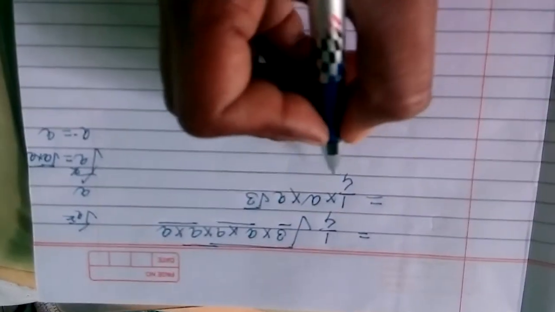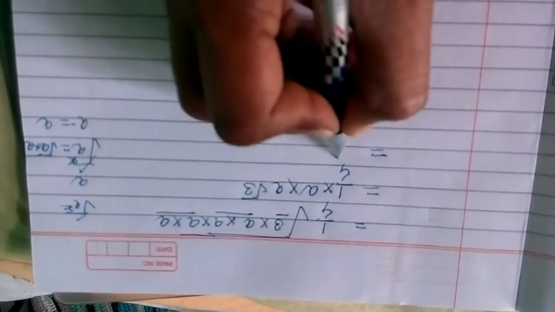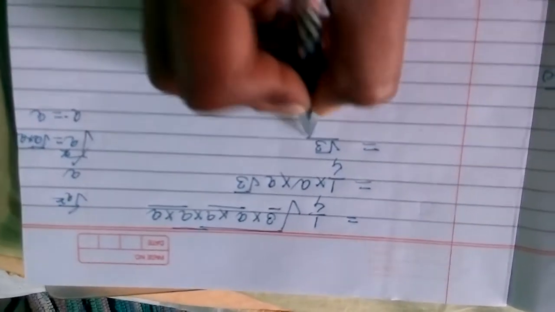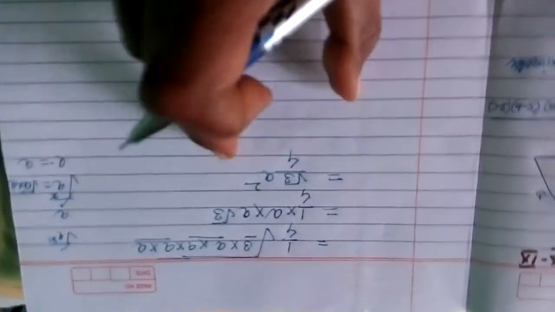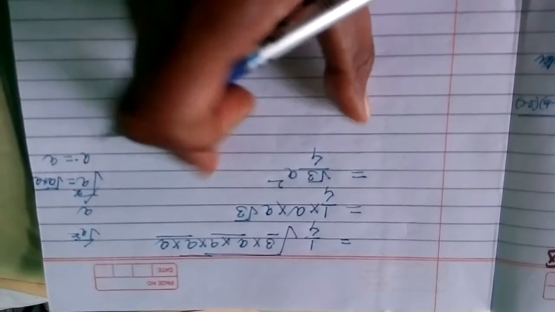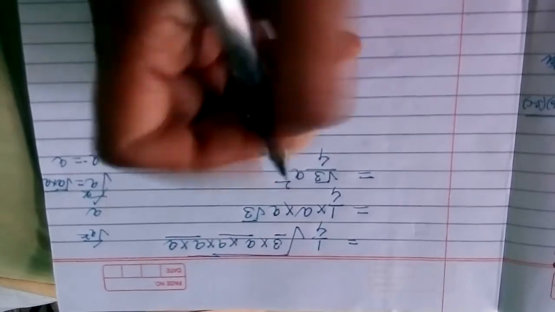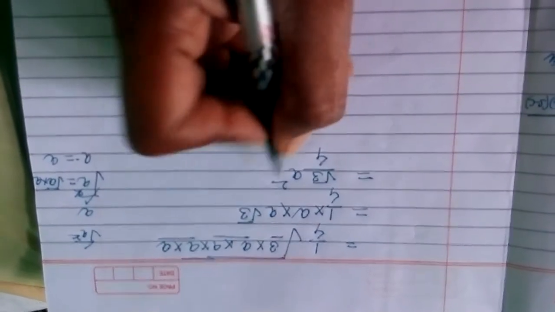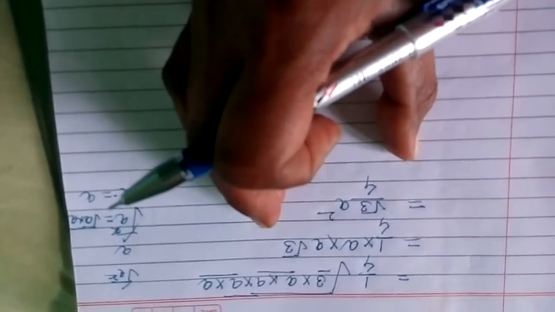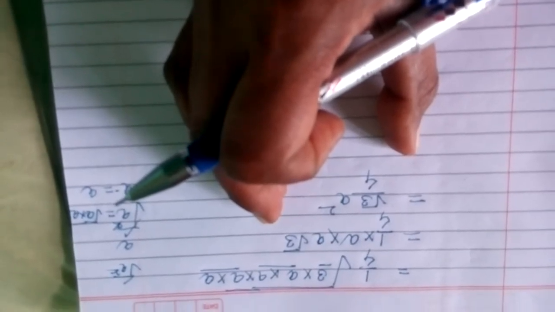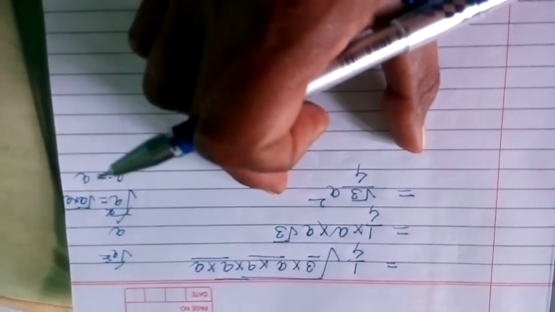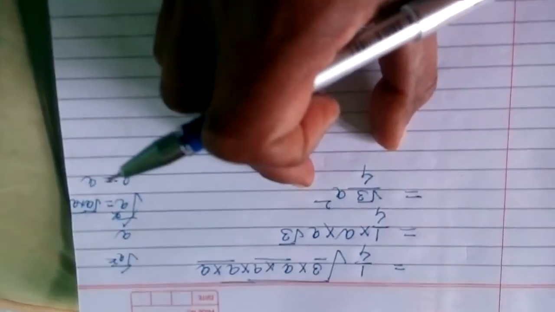Okay, so now just see, we have got the value under root 3 by 4 a square, and we already know that the area of an equilateral triangle is under root 3 by 4 a square. So we have proved this by Heron formula also, that the area of an equilateral triangle is under root 3 by 4 a square.